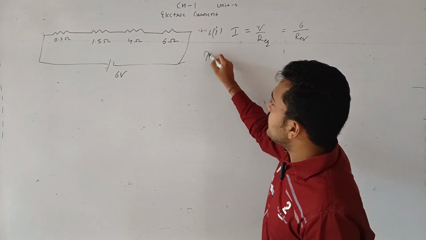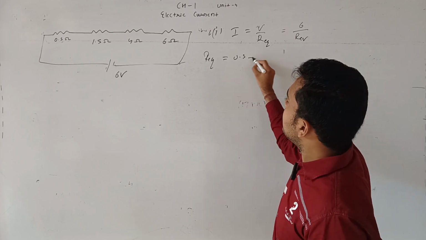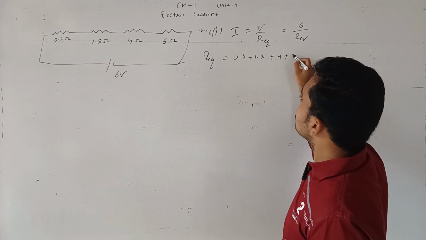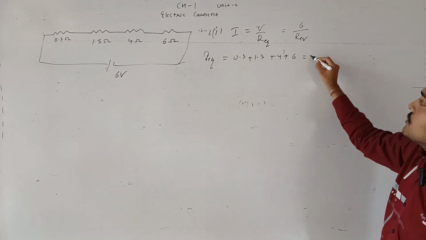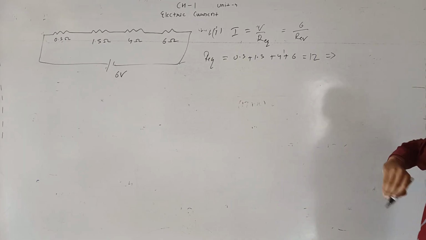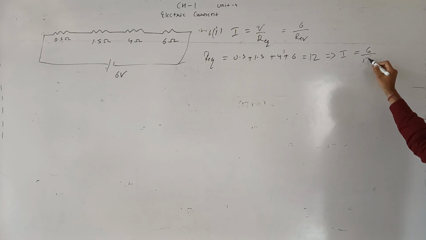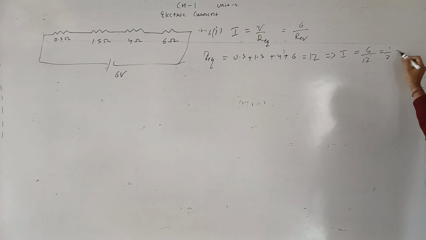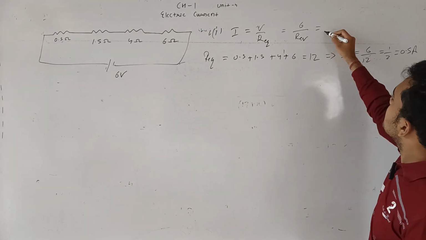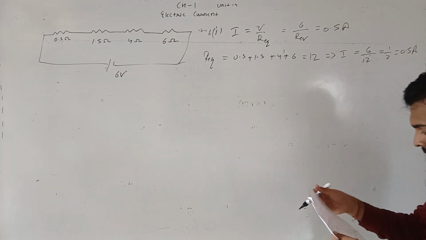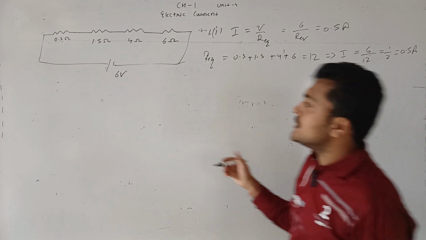Because all are in series, R equivalent is 0.5 plus 1.5 plus 4 plus 6, which is 12. Therefore R equivalent is 12 ohm, and the current is 6 upon 12, which is 1 upon 2, equal to 0.5 ampere. So the current drawn is 0.5 ampere.